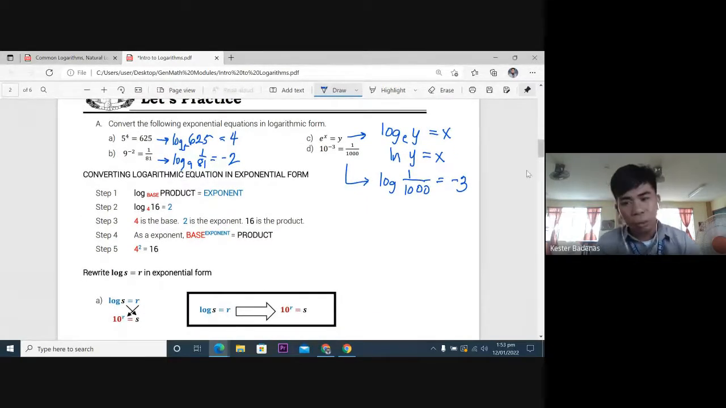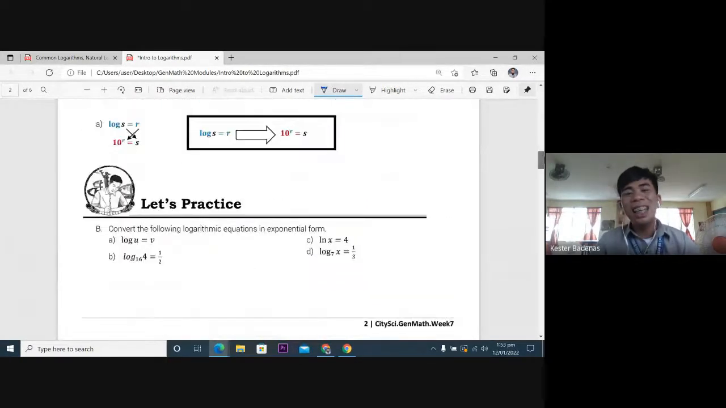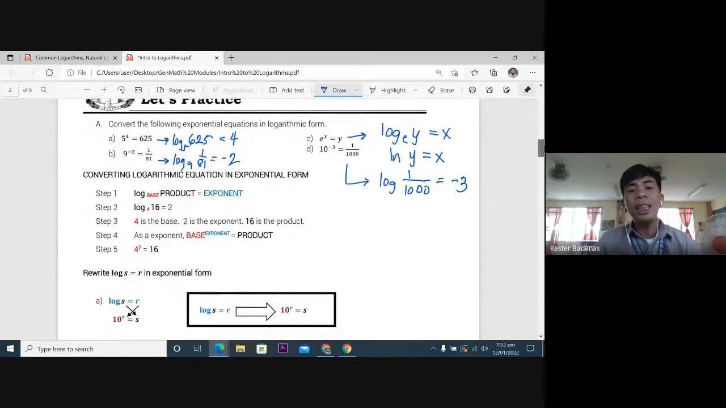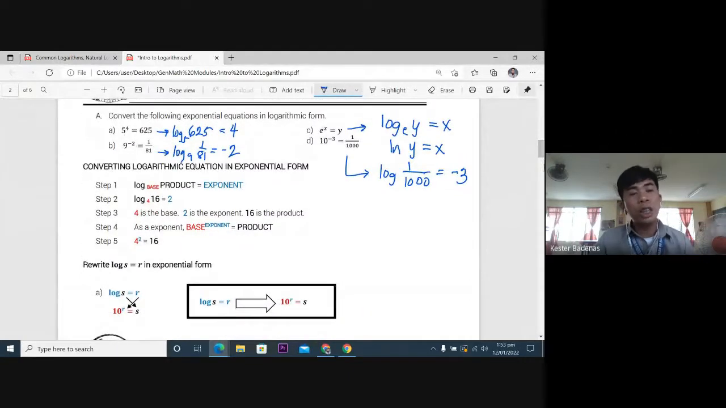Sinagutan niyo ba lahat? Sige, mamaya na lang. Okay, so that is how we write exponential equations to logarithmic equations. So what if kapag baliktad naman? Yung vice versa yung gagawin natin. So, we will be doing logarithmic equation to its exponential form.